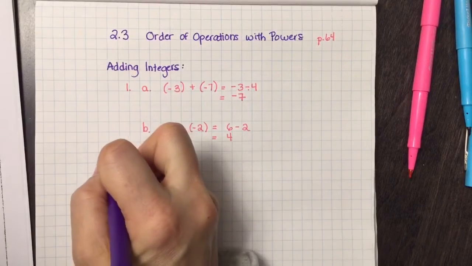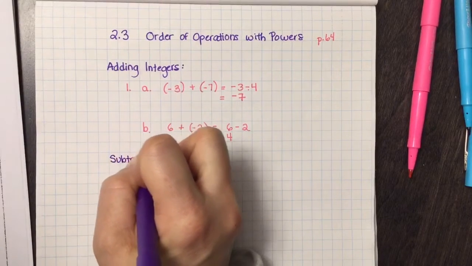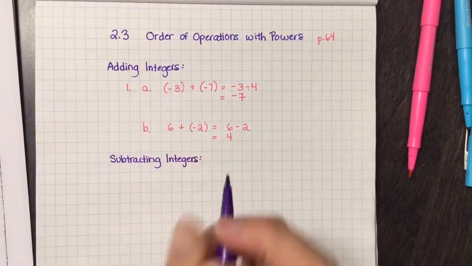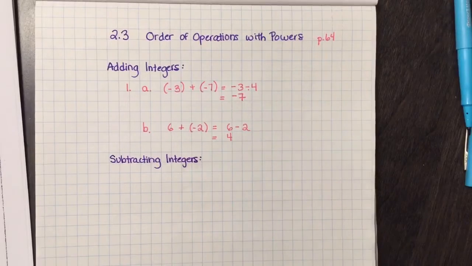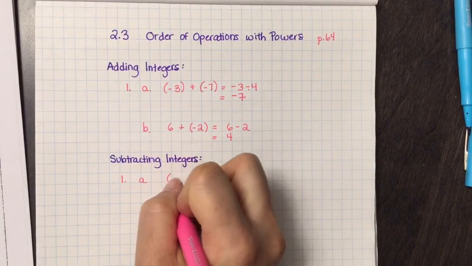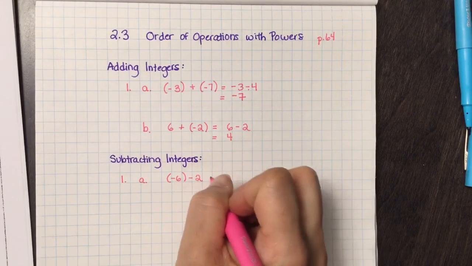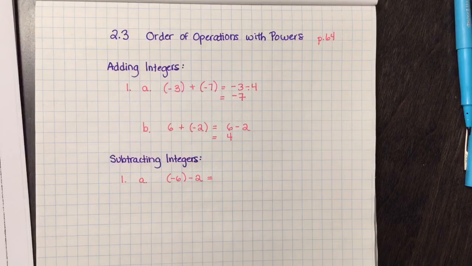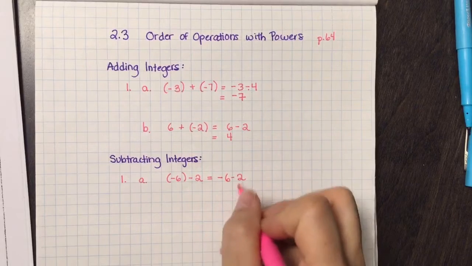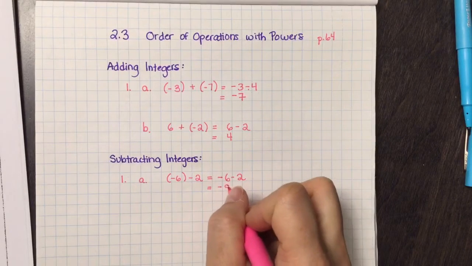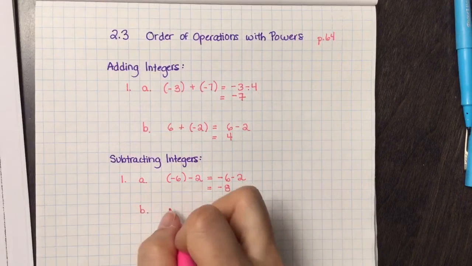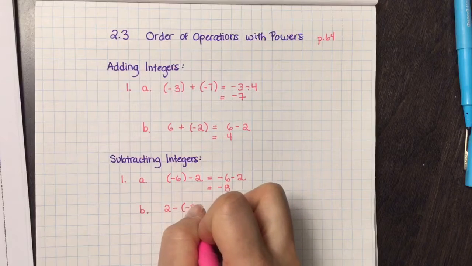Let's do a couple. Let's go subtracting integers. Under the check, 1a has -6 minus 2. If we want to solve that, that would be the same thing as saying -6 minus 2. A negative subtract another negative number is just a bigger negative number. And b has 2 minus -8.